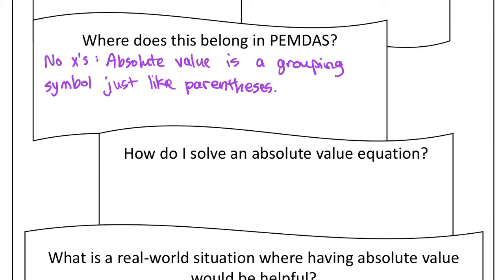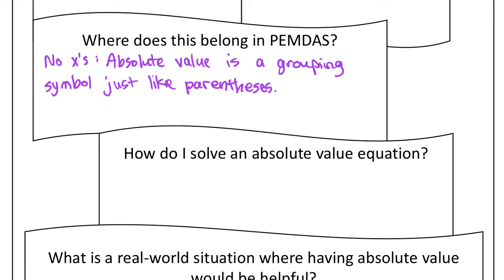So it's going to be something you do first. But if there are x's, and this has actually to do with the fact that just in general with equations, order of operations kind of works backwards. So when there are x's, we're going to wait to deal with the absolute value until it's by itself on one side of the equation.